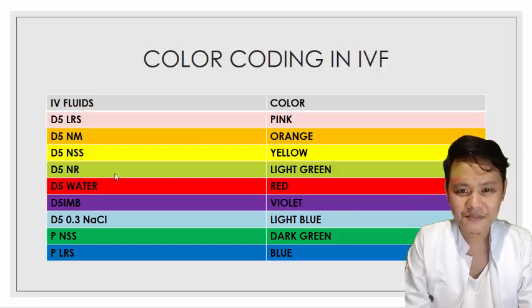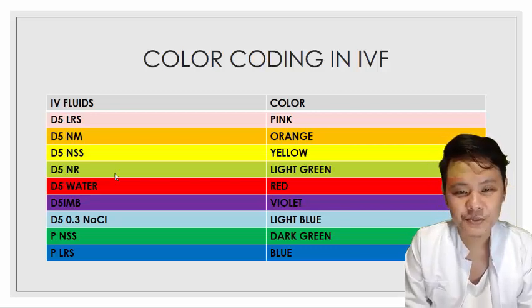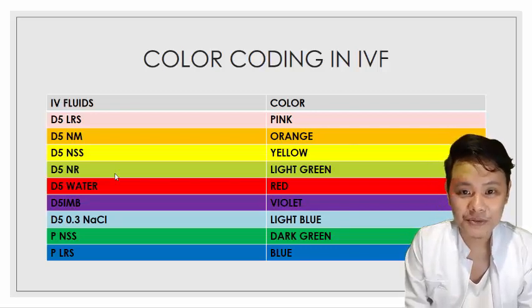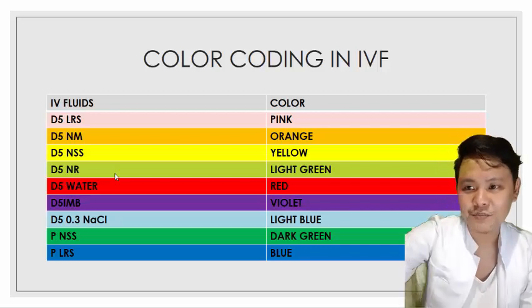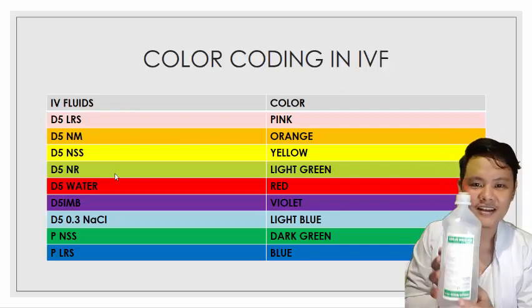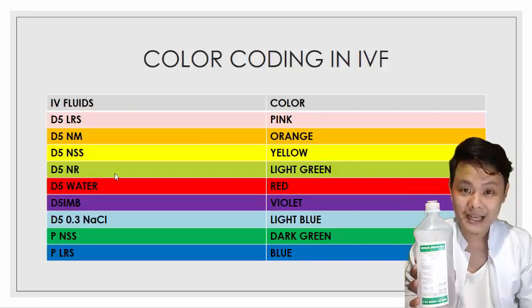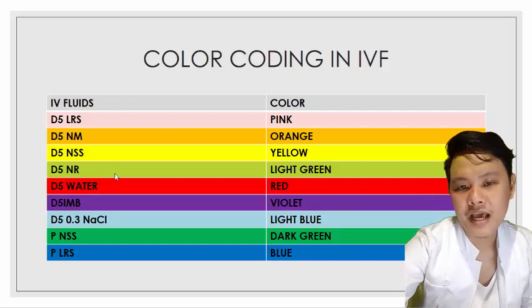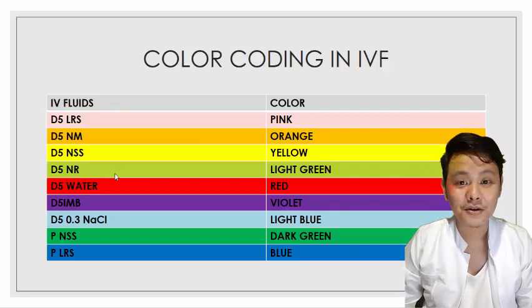For the D5IMB, that is violet. Then for the D5 0.3 sodium chloride, that is light blue. Then for the plain NSS, that is dark green. Itong pinakita ko sa inyo kanina. Yeah, as you can see, the color here is dark green. This is plain NSS. Then last, we have the plain LRS, that is blue or dark blue.